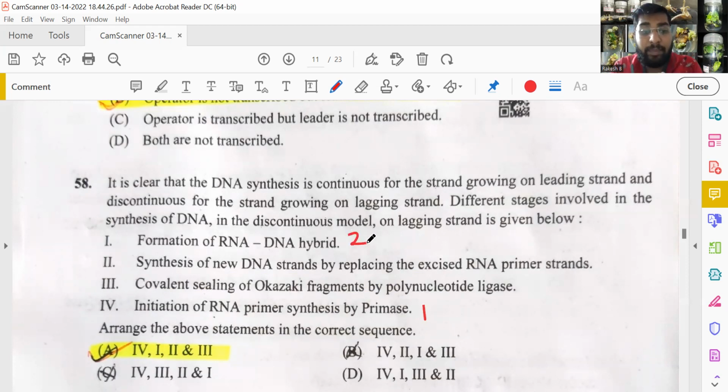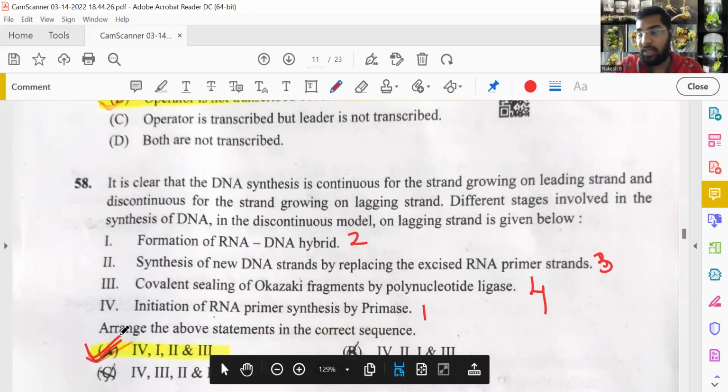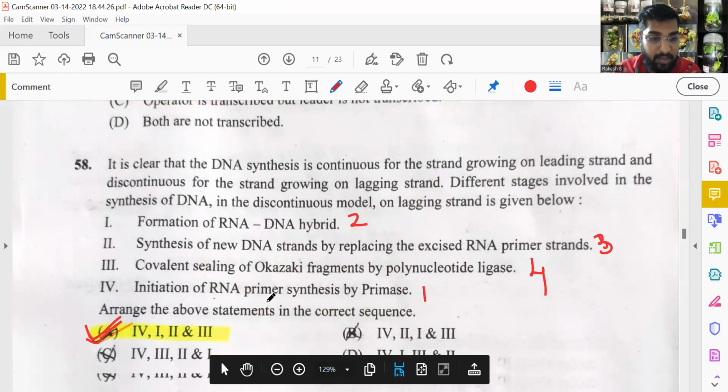Third, new DNA strands are going to be formed. It is going to synthesize new DNA strands from this RNA primer. That is your third step. The last step is that the Okazaki fragments formed on the lagging strand are going to be sealed by the DNA ligase enzyme. Based on this, this option is the right answer. If you remember this DNA replication concept, it is a very simple question, very easy to answer also.